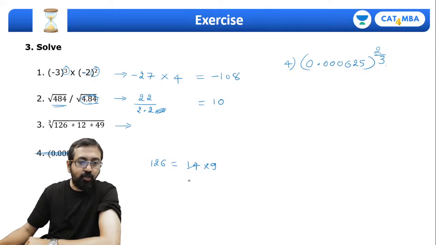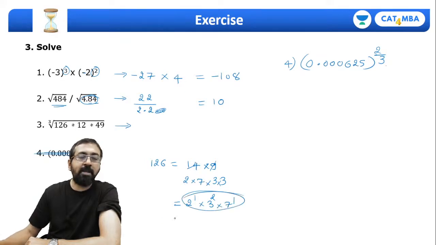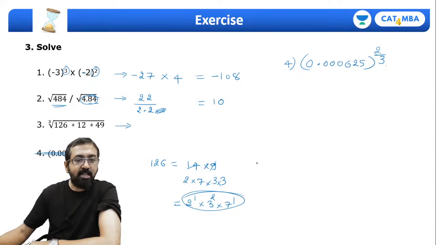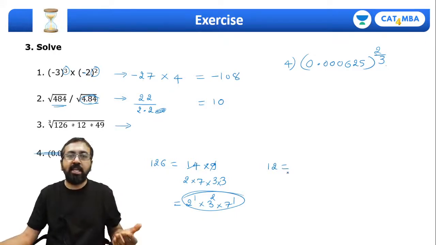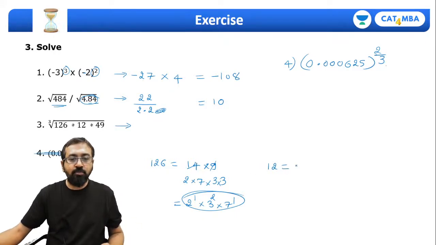Now further, what is 14? It's 2 into 7. What is 9? It's 3 into 3. So you can say 126 is nothing but 2 raised to 1, 3 raised to 2, into 7 raised to 1. So this is called prime factorization, by the way, for your information, right? So 126 can be written in this way. Same way, how will you write 12? Can you tell me, what prime numbers are used in making 12? So 12 is 4 into 3. So we can say 2 square into 3 raised to 1.